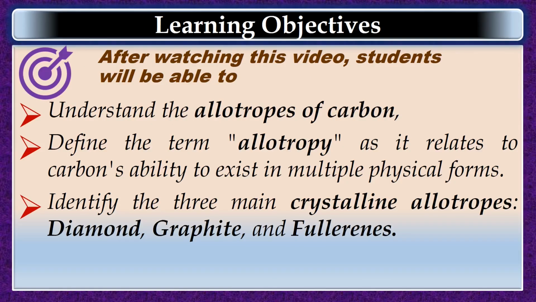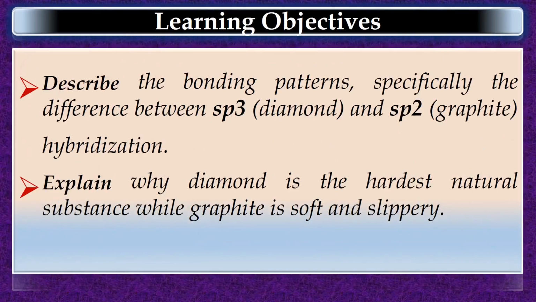Here some learning objectives are there. After watching this video, students will be able to understand the allotropes of carbon, define the term allotropy as it relates to carbon's ability to exist in multiple physical forms, identify the three main crystalline allotropes, and describe the bonding patterns, specifically the difference between sp3 diamond and sp2 graphite hybridization.